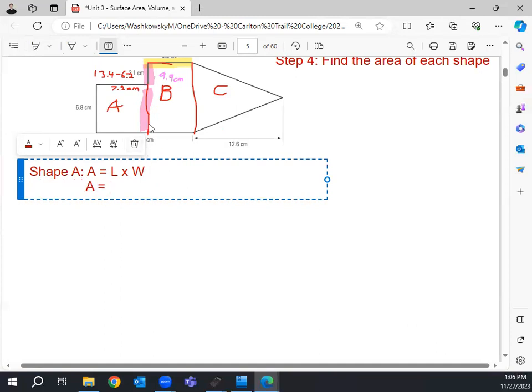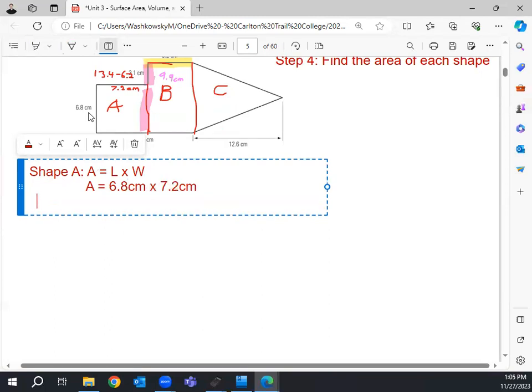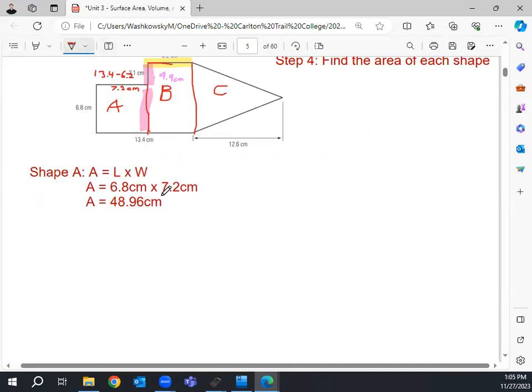My length of this is, I'm just going to say it's like 6.8. You're just taking the two numbers, times them together. And the width was 7.2. So then all I need to do is times those two numbers together, 6.8 times 7.2. You should get 48.96 centimeters squared.